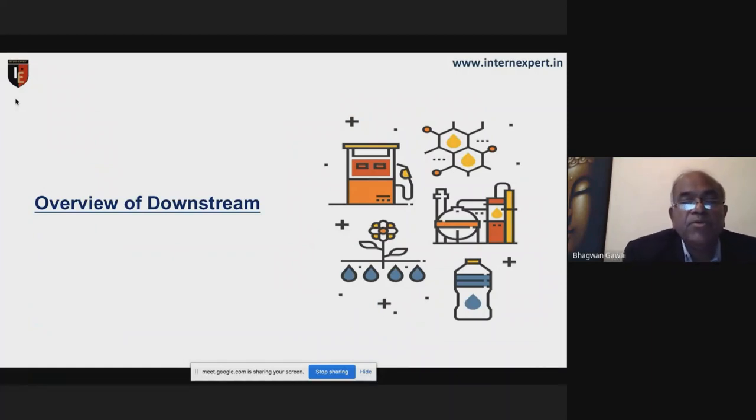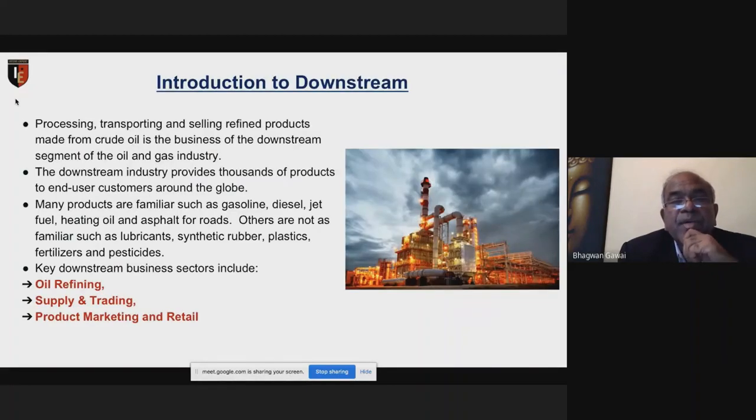Now I will go to the downstream. From upstream, we have done the exploration and production. At the midstream, we did the processing, transportation and separation of the proper oils. Now we have crude oil which is ready for refinery. In downstream, we process, transport and sell refined products made from the crude oil. The entire crude oil processing happens here: oil refining, then supply, trading, product marketing and retail. These are the major functions of the downstream operation.